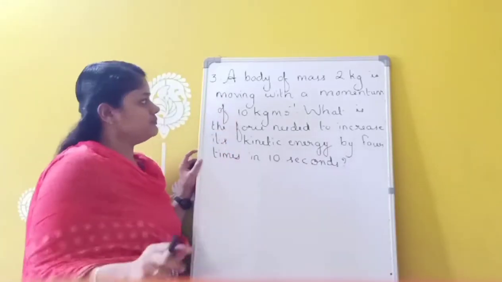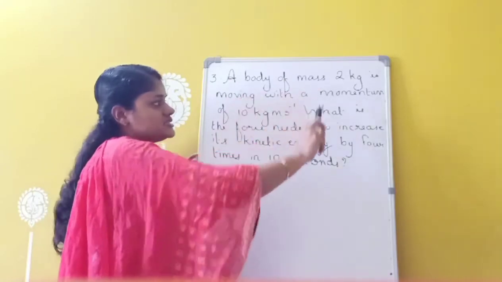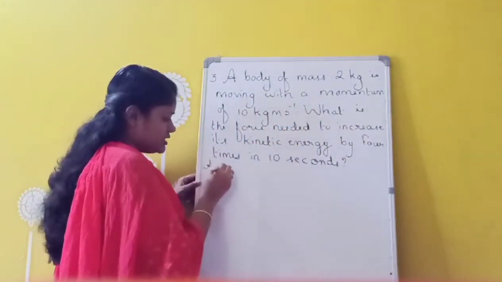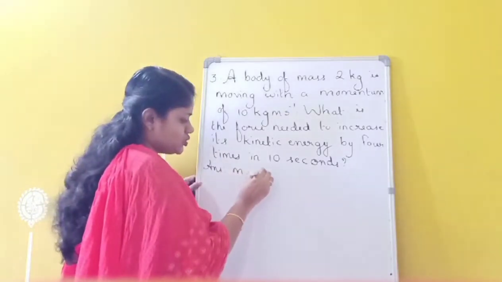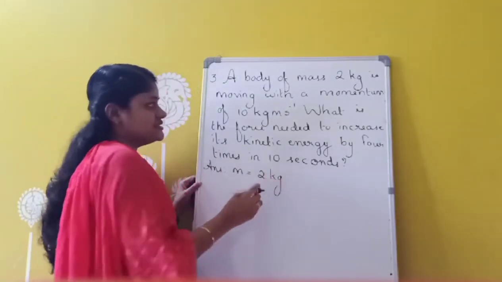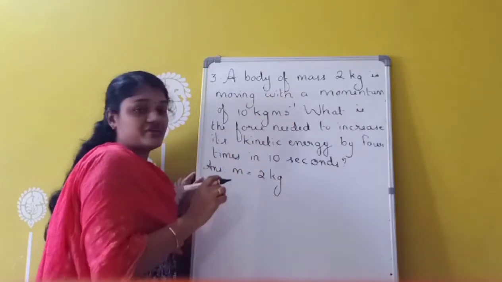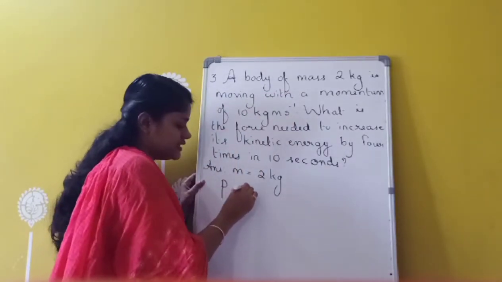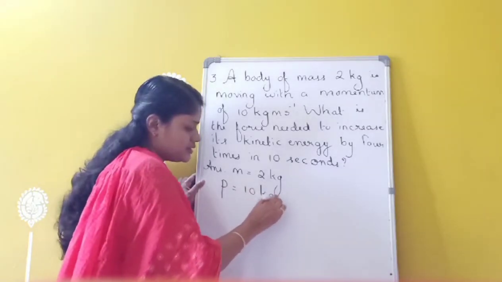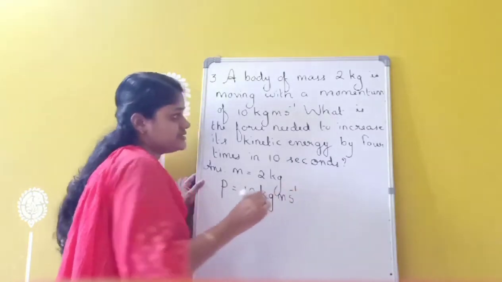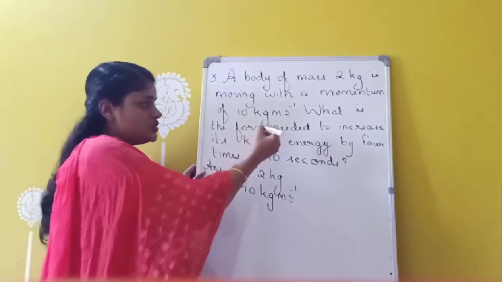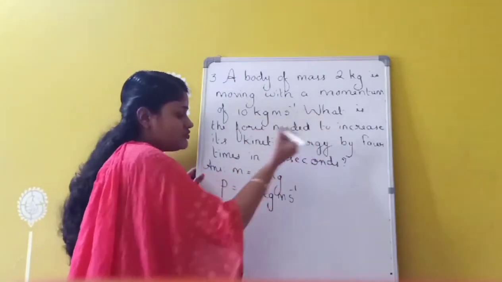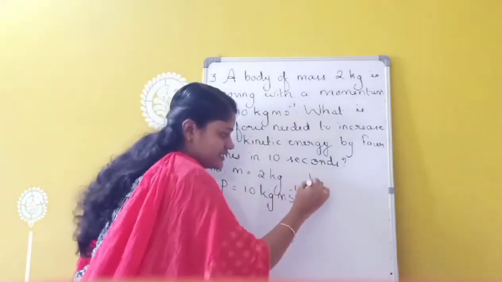Next, third problem. A body of mass 2 kg. So mass is given here: mass of the body is 2 kilogram. It is moving with a momentum of 10 kilogram meter per second. So momentum is also given, P equals 10 kilogram meter per second. Then we have to find the force needed to increase its kinetic energy by 4 times in time 10 seconds.